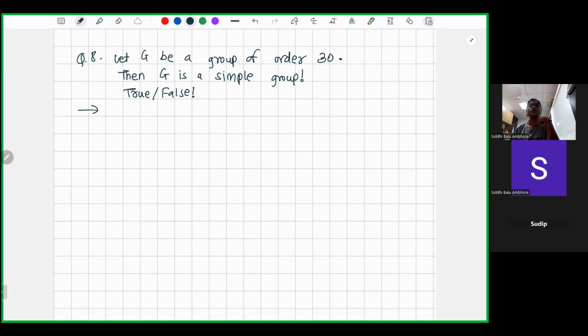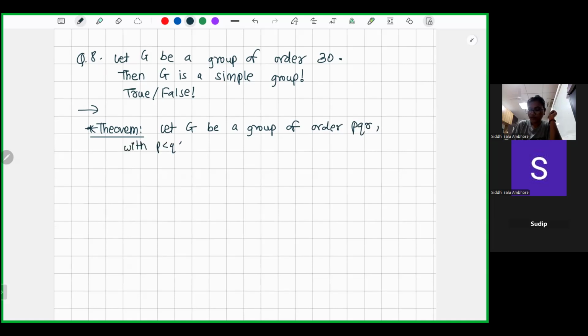So how do we do this? If you remember, I wrote this theorem, I think in the week 7 or week 8 lecture, that I did not prove. So let us prove this: if G is a group of order pqr with p less than q less than r, and p, q, r are primes, distinct primes, distinct is important.